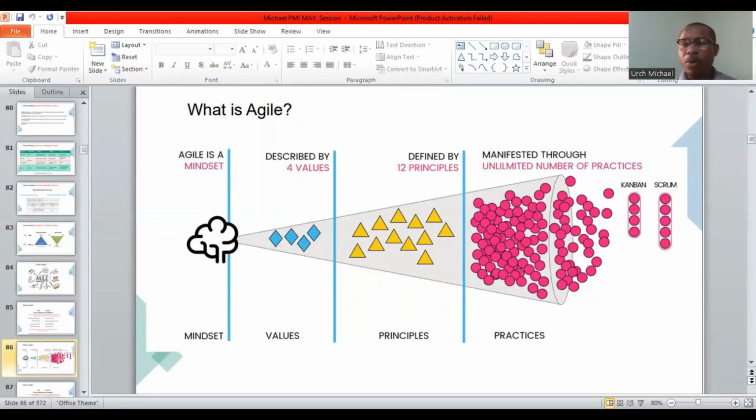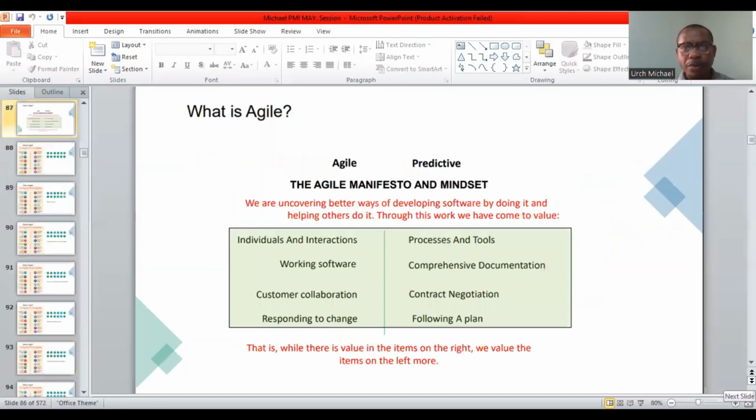I've mentioned a few of them already. We have the Kanban, we have the Scrum. The Scrum basically talks about team management. The Kanban talks about transparency. And then you have extreme programming. You have the lean concepts. There are a lot of concepts that actually help in the implementation of the agile mindset.